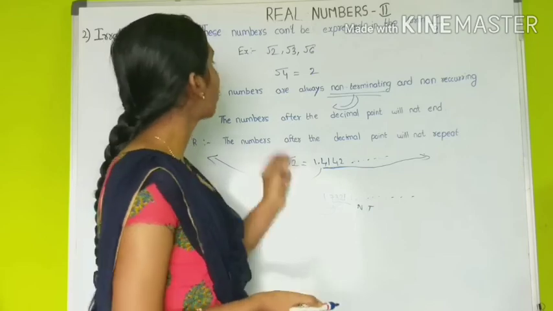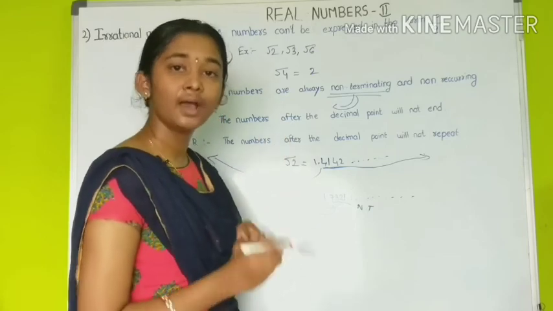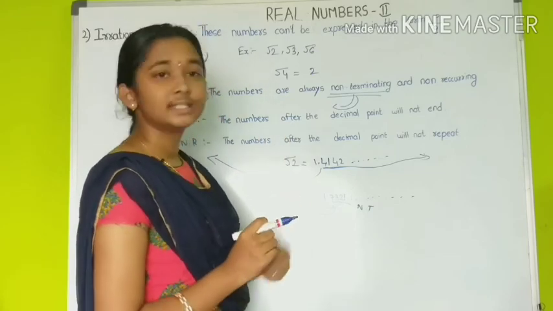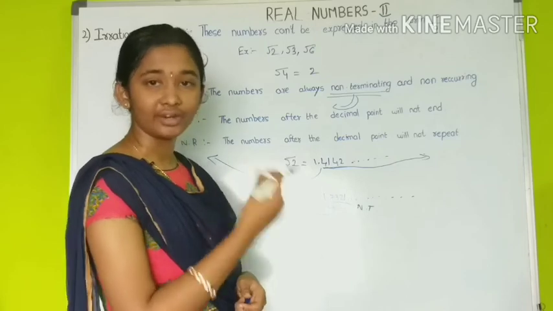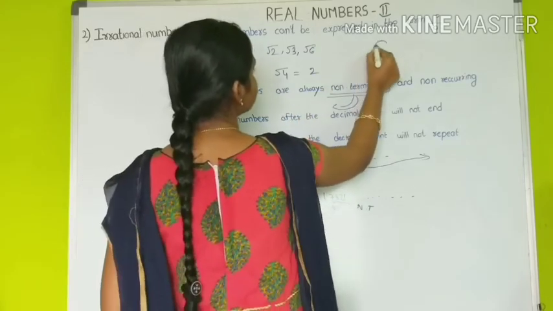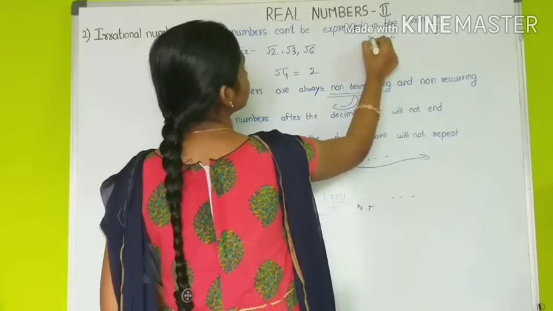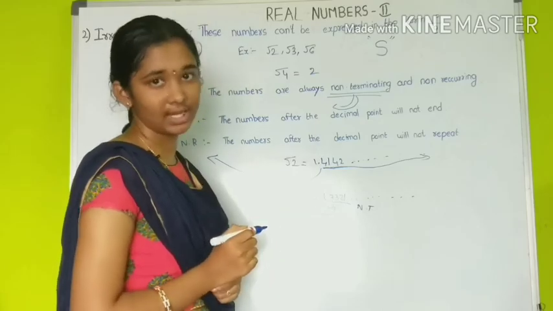So these are irrational numbers. And the simple trick is all square roots are irrational numbers except perfect squares. And these irrational numbers are denoted by the letter S. And these are just the opposite of rational numbers.